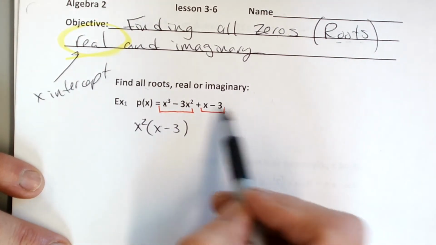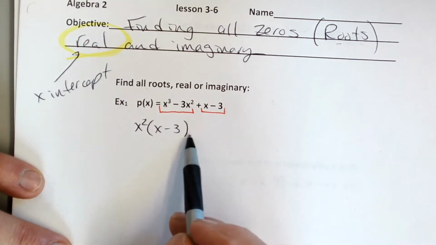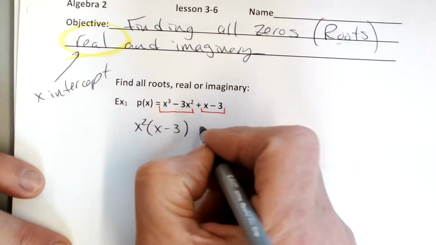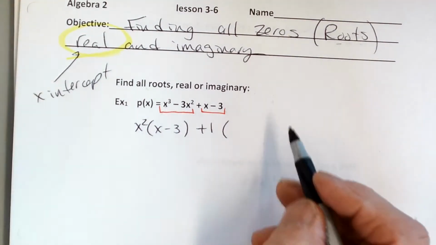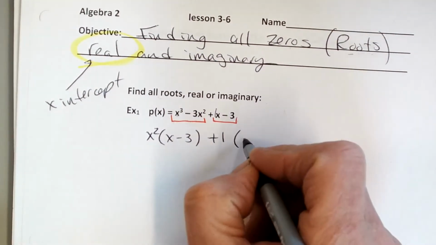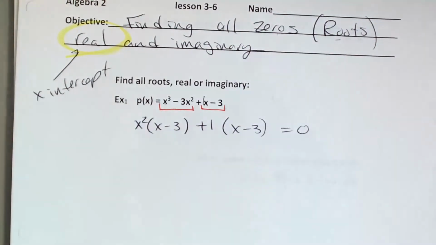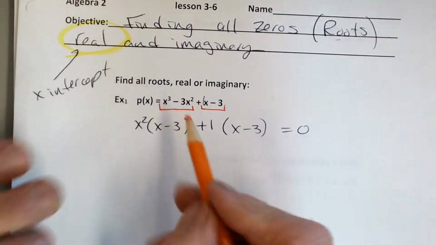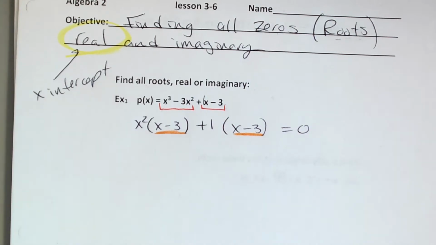The second group doesn't have anything in common, but I want to make it look like this. So I take out a positive 1, okay? I mean, there's really, in a sense, a 1 here. We just don't write it. So if I take out a 1, I'm left with my x minus 3. Now, that's going to help me to finish factoring this because with grouping, I'm always trying to get to this point where I've got the same thing twice.